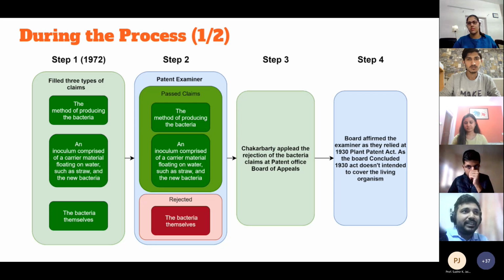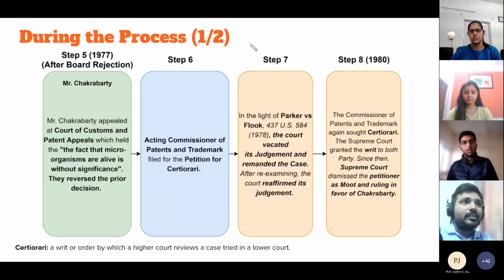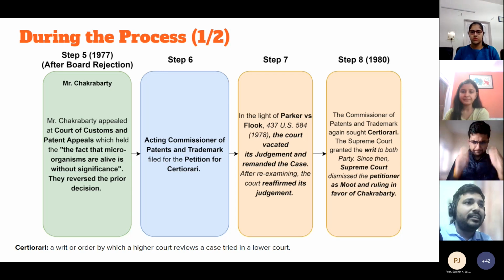Chakrabarti filed three types of claims. Only the claims related to the bacteria themselves were rejected. Then he appealed to the Patent Office Board of Appeals. They also rejected the claims because the 1930 Act does not intend to cover living organisms. After the rejection, Chakrabarti appealed to the Court of Customs and Patent Appeals, which held that the fact that microorganisms are alive is without significance. They reversed the prior decision.